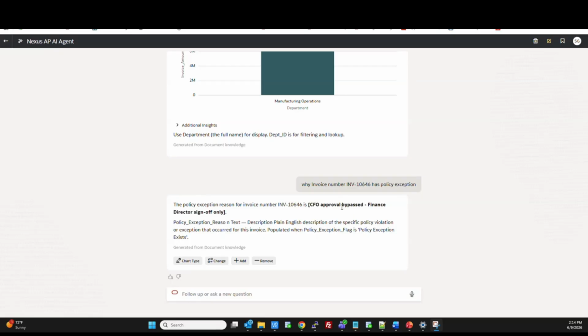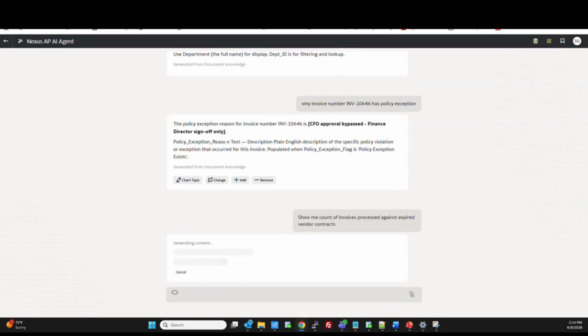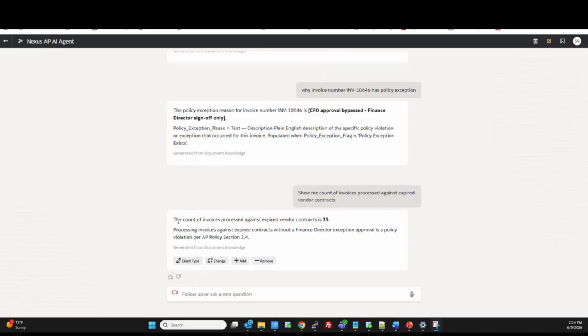So, now let me go to the next question. I will continue with our compliance-related questions. My next question is, show me the count of invoices processed against expired vendor contracts. Here, the answer should be based on the dataset plus knowledge document plus supplemental instructions. Expired contract compliance is a pain point in every ERP environment. And as per the agent, the count of invoices processed against expired vendor contracts is 35.